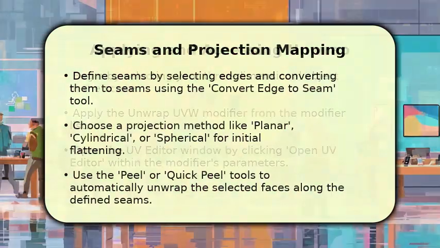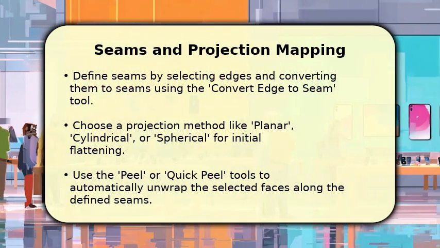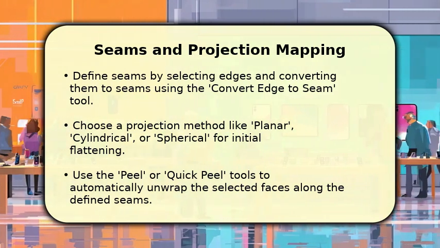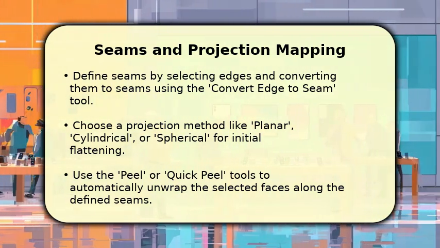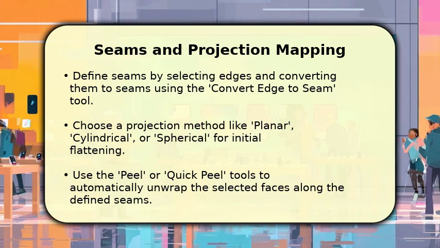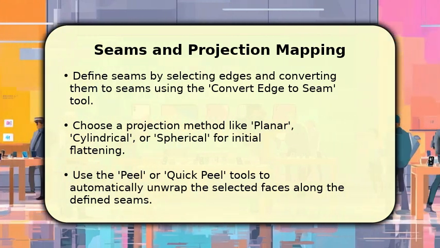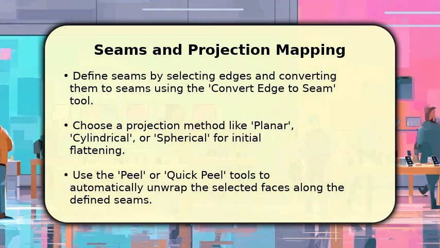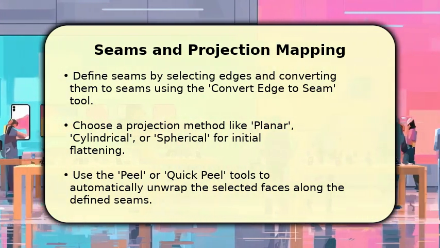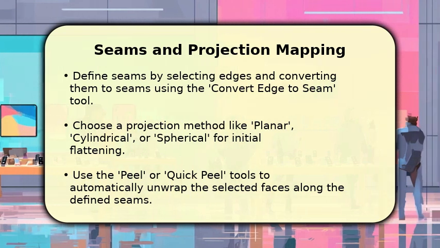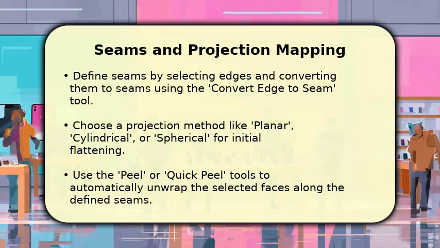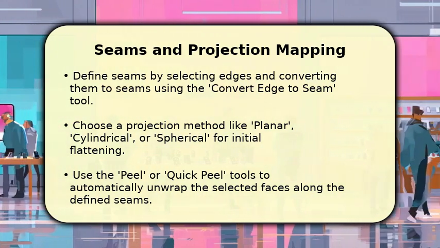Defining seams is a critical step, acting like cutting lines on a fabric pattern. Carefully select edges and mark them as seams. Next, apply an initial projection, perhaps a planar map for flat surfaces or a cylindrical map for curved objects. With your seams set, use the Peel tool to automatically unfold the mesh into a flat, two-dimensional layout. This process takes complex three-dimensional forms and makes them manageable for texturing.